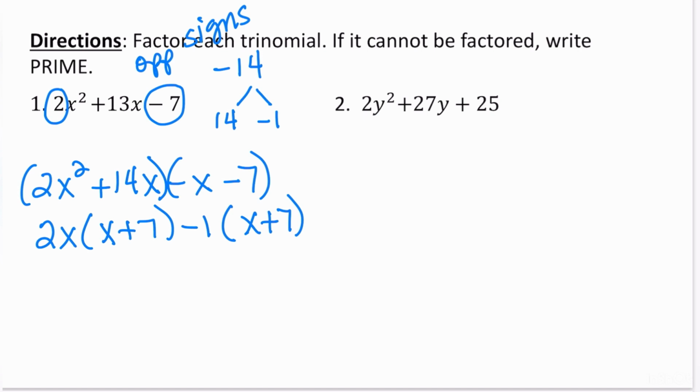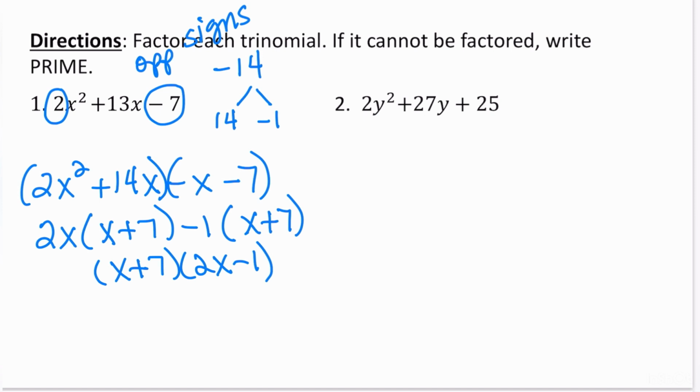And it's very important for you to take out that negative 1. So now they both have x plus 7 in common. And I'm left with 2x minus 1. And then I am done. You can always check to see if you did this correctly, because if you distribute, if you FOIL, if you multiply it out, whichever way you learned it, then you're going to get back exactly the same problem that you started with. Let's go on to question number 2.